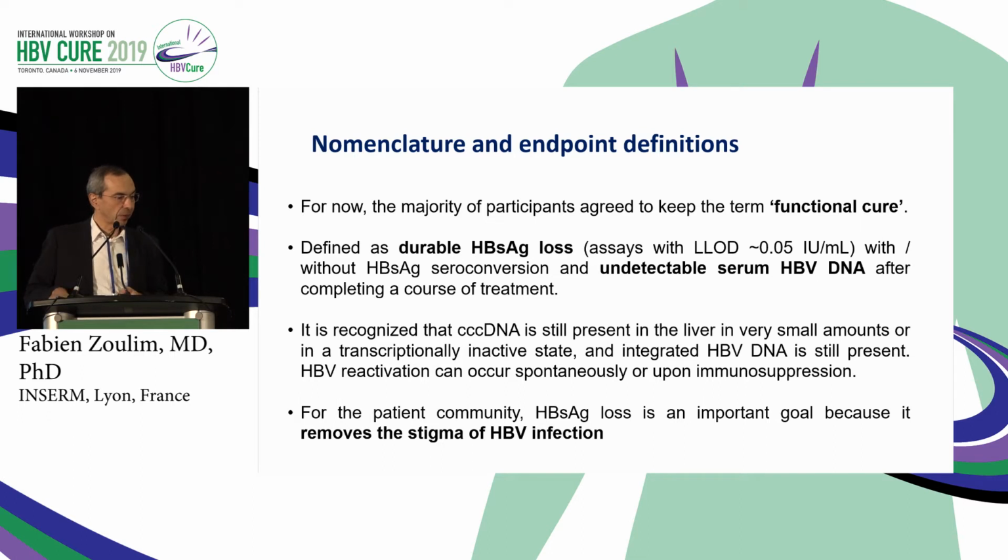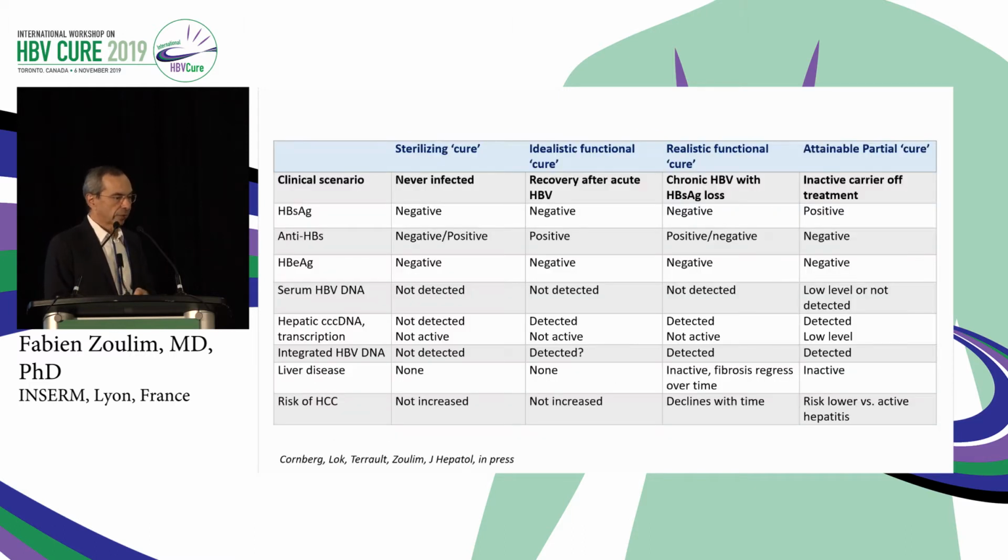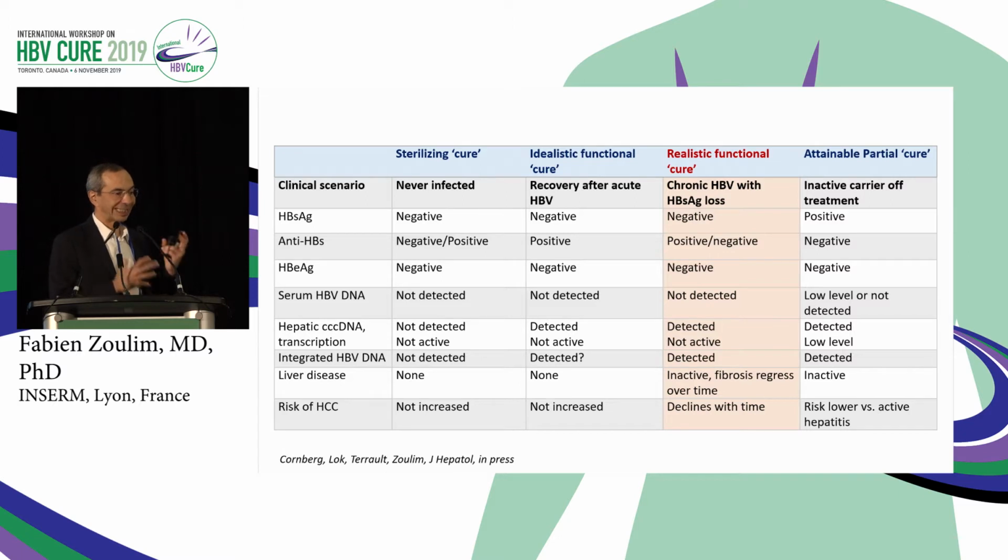Well, in any case, it was also very important that the patient representative was there, because it was really stated strongly that HBs antigen loss is an important goal because it removes the stigma of HBV infection in these patients. So all the types of cures were discussed. I just want to highlight here the realistic functional cure that you all know, where it is really important because we now have data from large cohorts of patients that functional cure is associated with a better clinical outcome in terms of fibrosis progression, as well as the HCC risk.